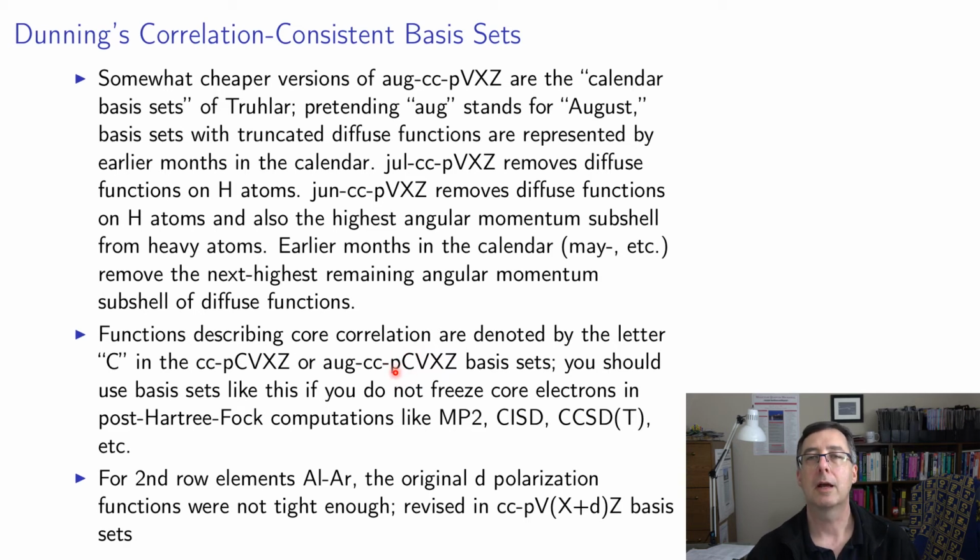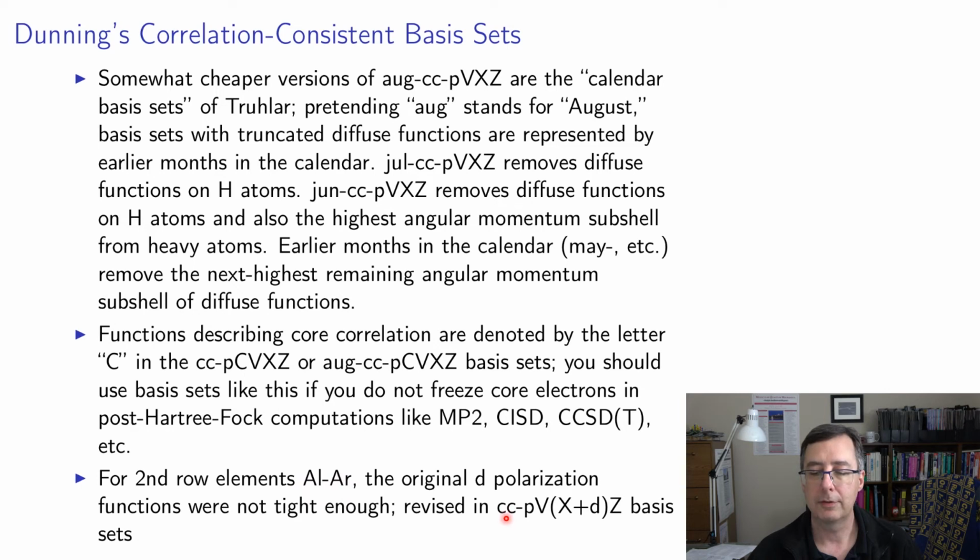If I'm not freezing the core, meaning if I don't restrict core electrons to stay in their core orbitals when I do a CI or an MP2 or a coupled cluster, then I really ought to have functions appropriate to describe where those electrons would dodge into, and that means I need these C functions. Okay? So if you're not freezing the core in your post-Hartree-Fock calculations, you probably should have these C functions. It's an extra set of functions, so the calculation will be more expensive because there are more basis functions to go into it.